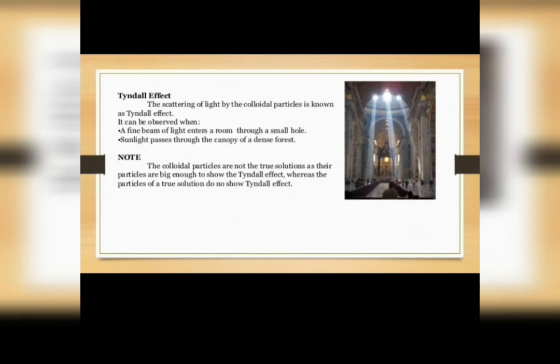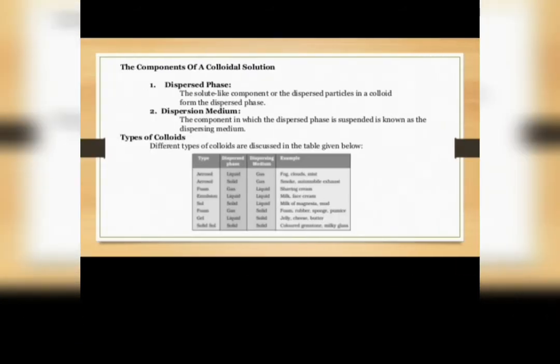Another example of the Tyndall effect is something you might have observed: when sunlight passes through the canopy of a dense forest, the path of light is visible there, right? That is because of the scattering of the light, because of the Tyndall effect, that we are able to see the path of the light.